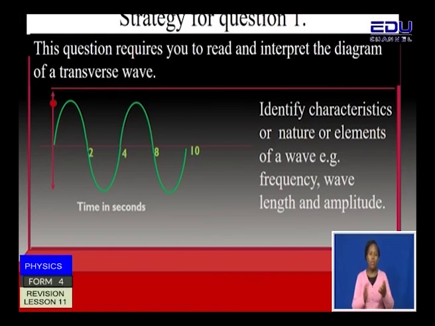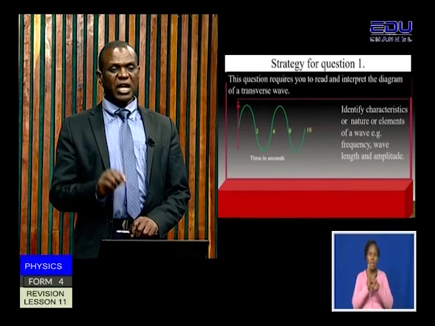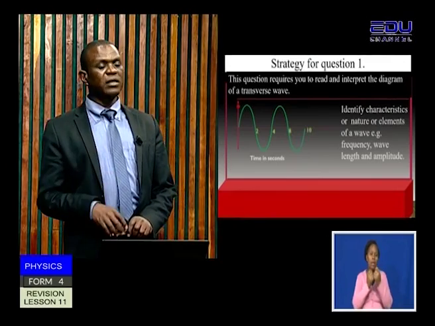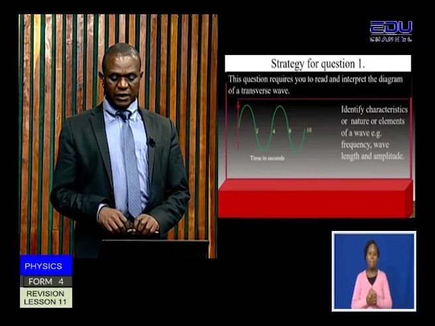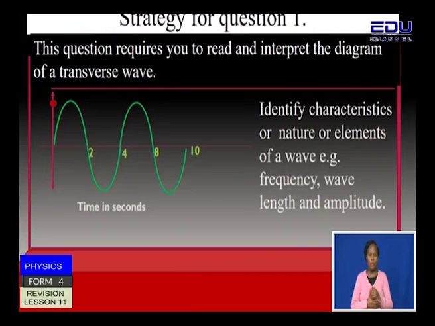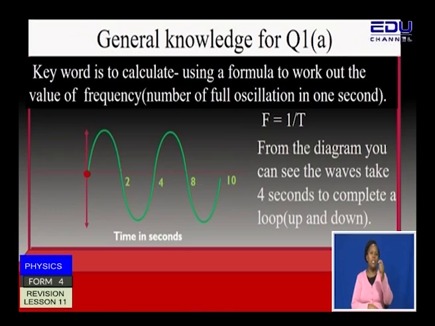You need to look at the diagram for features such as the nature of the wave, or the elements of the wave, or the characteristics of the wave. These are the frequency, wavelength, and amplitude. So the key word there, or what needs to be done, is to calculate. Calculate means using a formula to work out the value of the frequency.